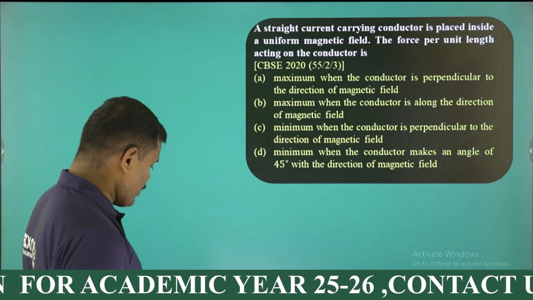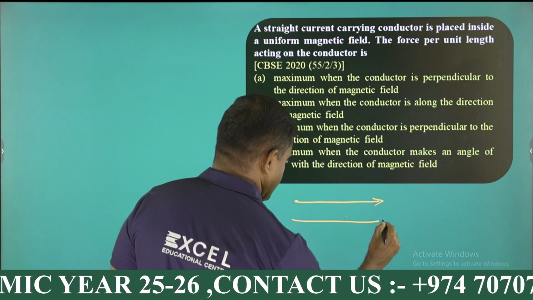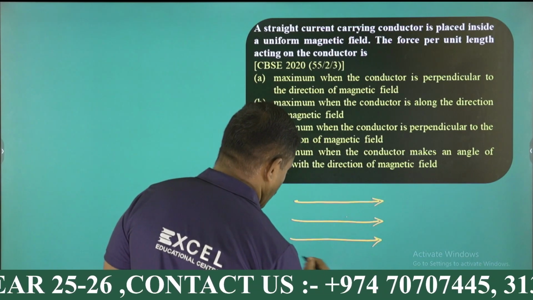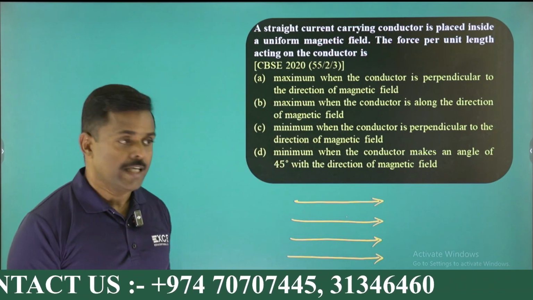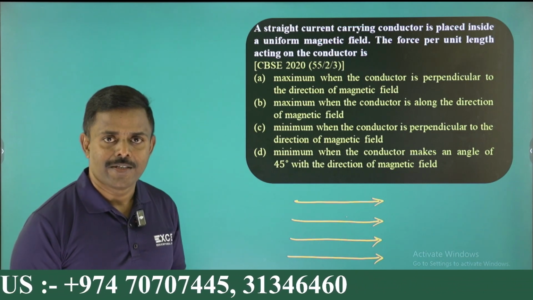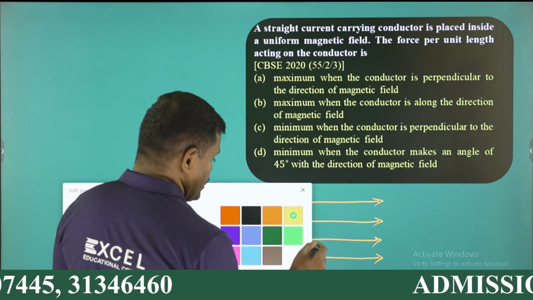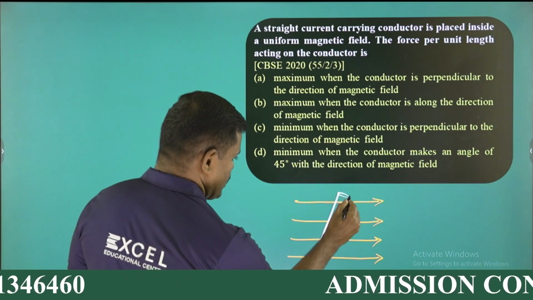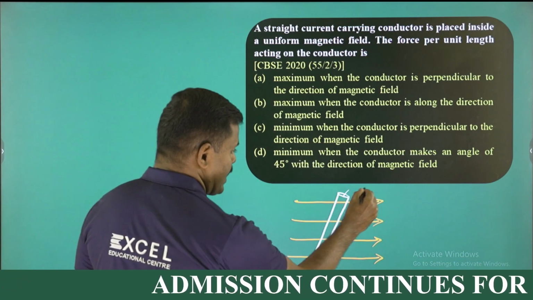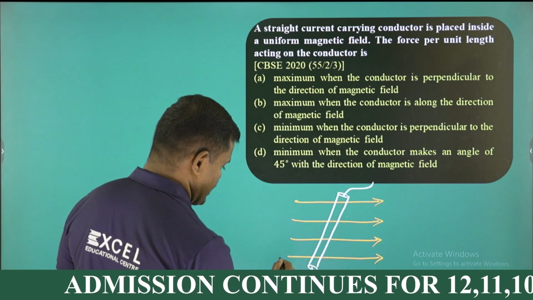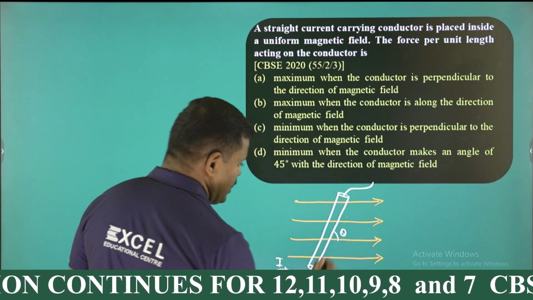So we have a uniform magnetic field again. Look at this. This is the uniform magnetic field. Uniform magnetic field means all the lines are parallel, equidistant, equally spaced. And right inside, you have kept a conductor. It's a current carrying conductor, and it is placed at an angle theta.